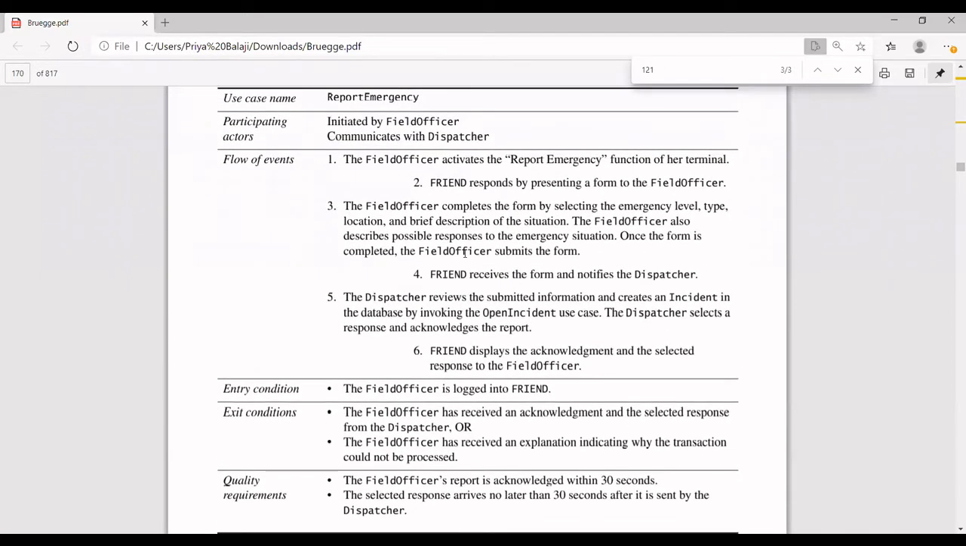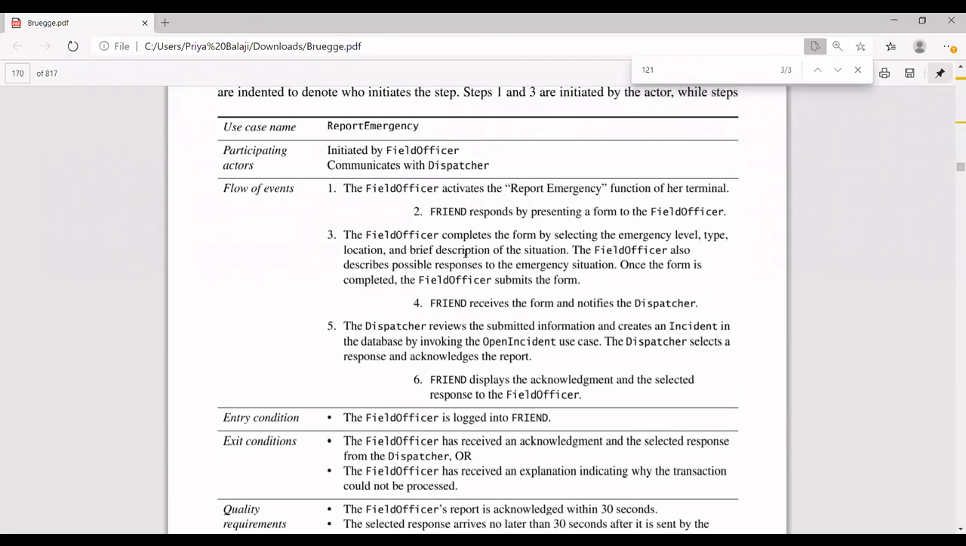What is the flow of events? Once the field officer sees that an accident is happening in a particular area, he immediately takes his mobile and starts reporting the report emergency. Then immediately that FRIEND, which is the application name, will present a form to the field officer: what location it is, what type of accident it is, what type of resources are required. Once he has filled it, he has to submit the form.